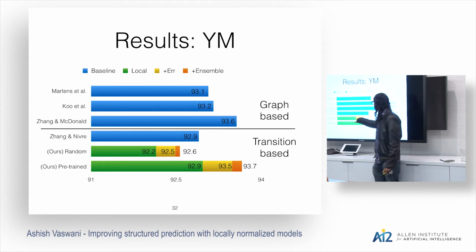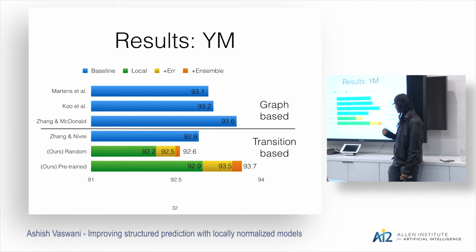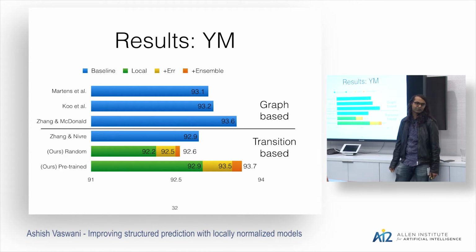Our randomly initialized parser does really well too, and when we apply error states on pre-trained embeddings with ensembling, we get to 93.7 that outperforms previous graph-based parsers.